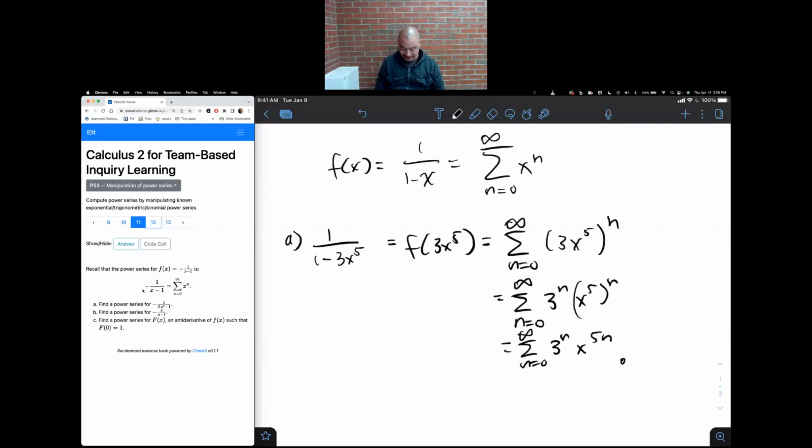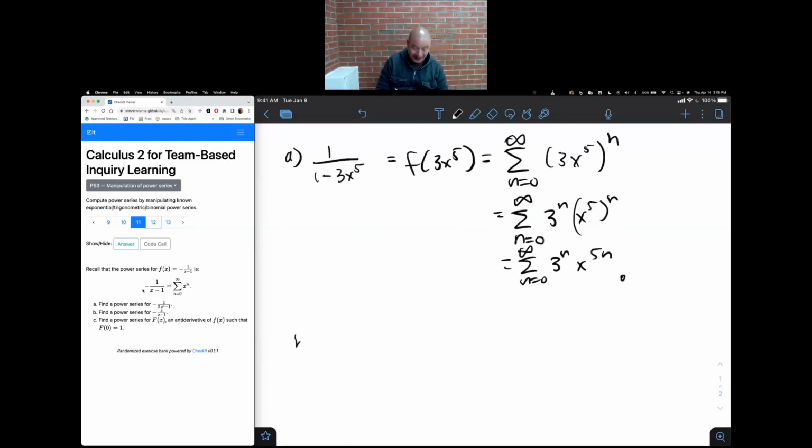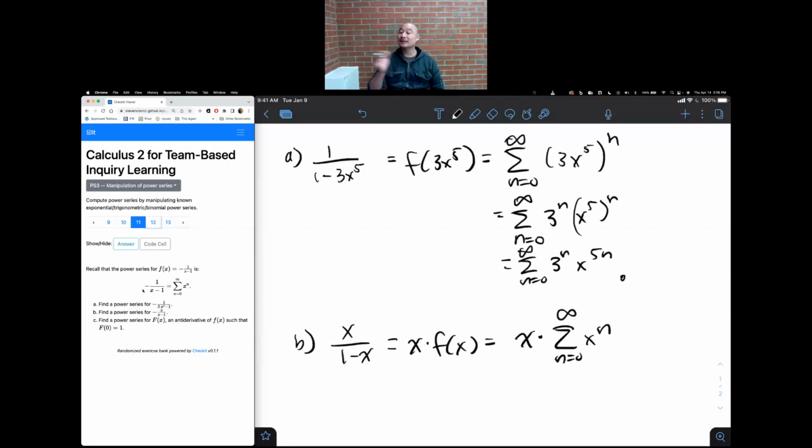The second part of the problem asks us to find a power series representation for x over 1 minus x, which we may notice is x times f of x, which necessarily then is x times the sum n equals 0 to infinity x to the n. Now that may be well and good, but if you wanted to give this a formal power series expression, we note that there is n x's here, there's another x here, and that gives us x to the n plus 1.